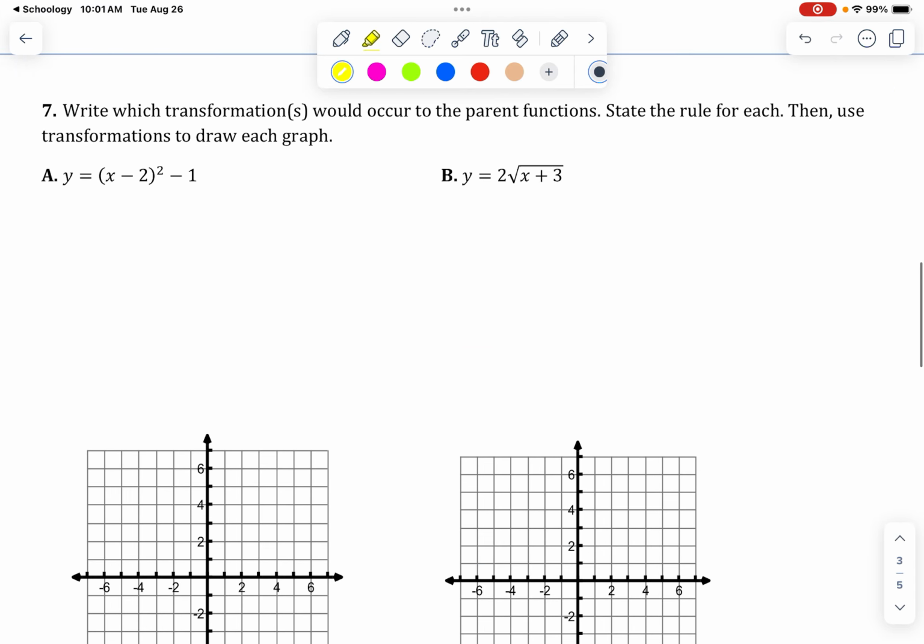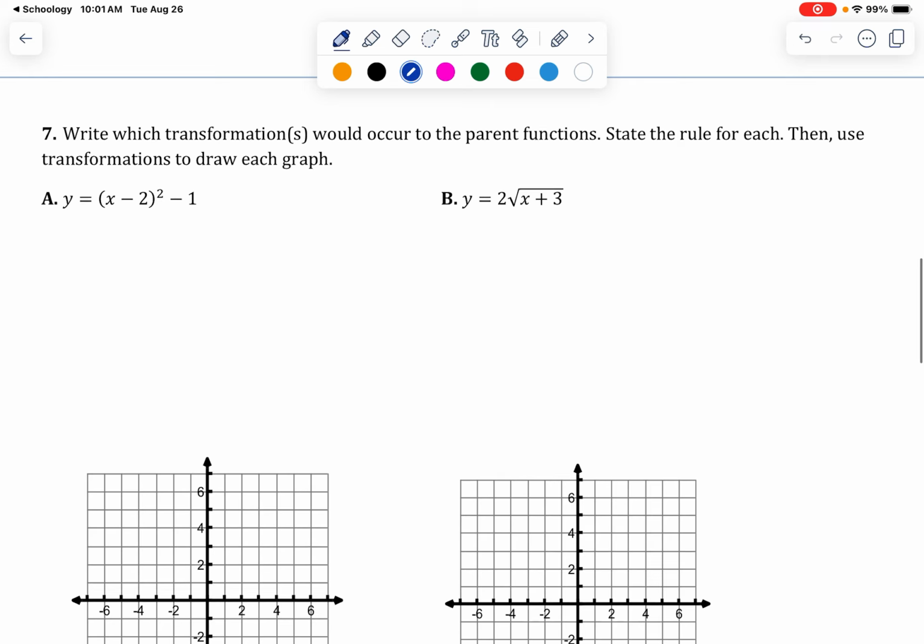All right, so what we're gonna do in this lesson is follow the directions and do what it says, okay? It says write what transformations would occur to the parent function, state the rule for each, and then use the transformation to draw each graph. So I'm gonna end up using the rule to draw the graph because that's what I like to do.